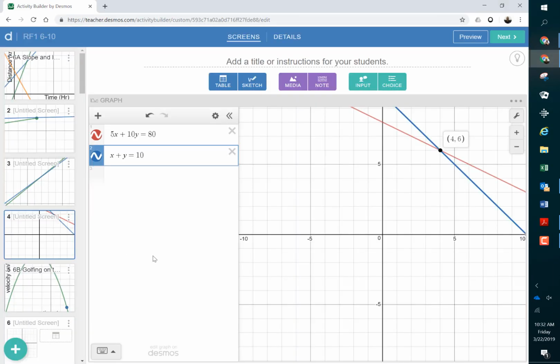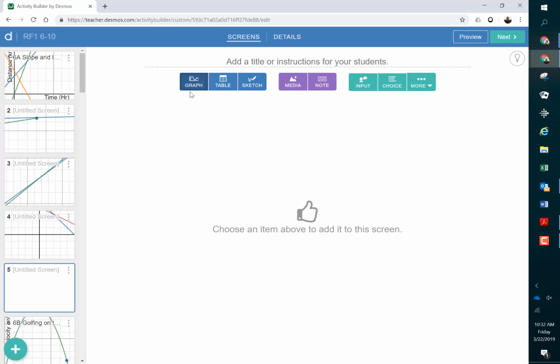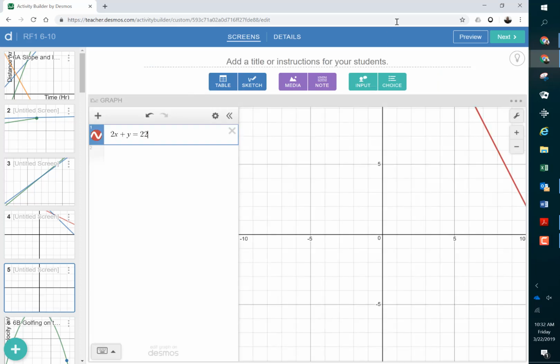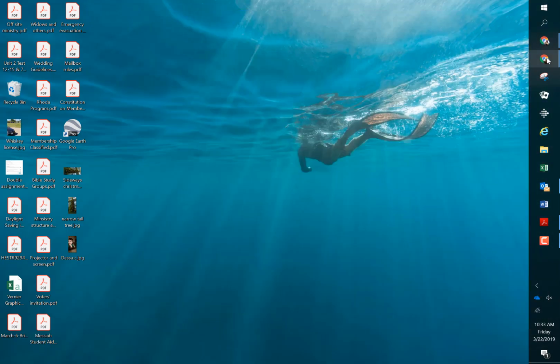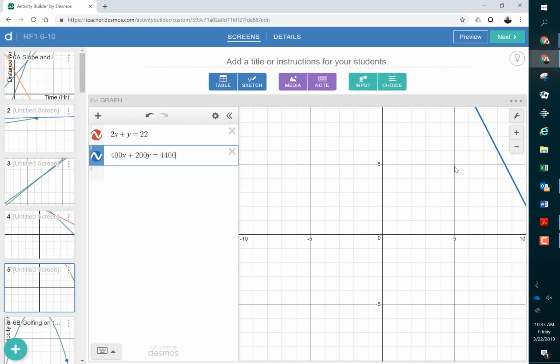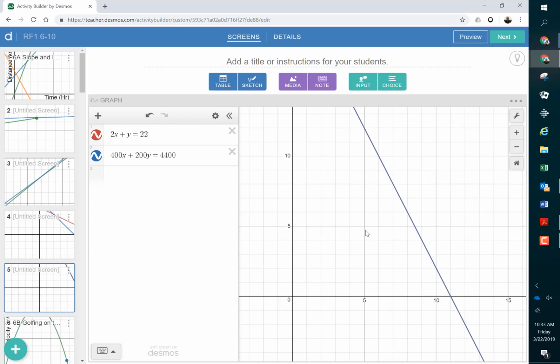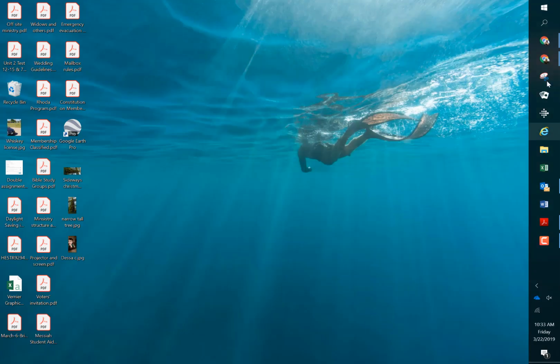So let's go to graph. The times add up to that. Counting the distance of one round trip, we know that. So here's our other equation. So we have a time equation and we have a distance equation. And putting those two together, they exactly overlap each other.